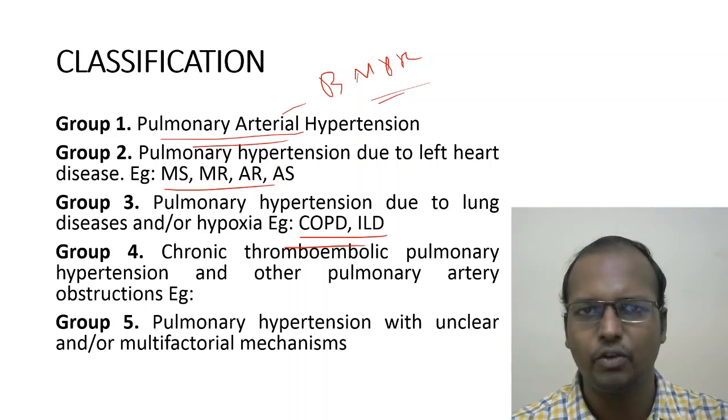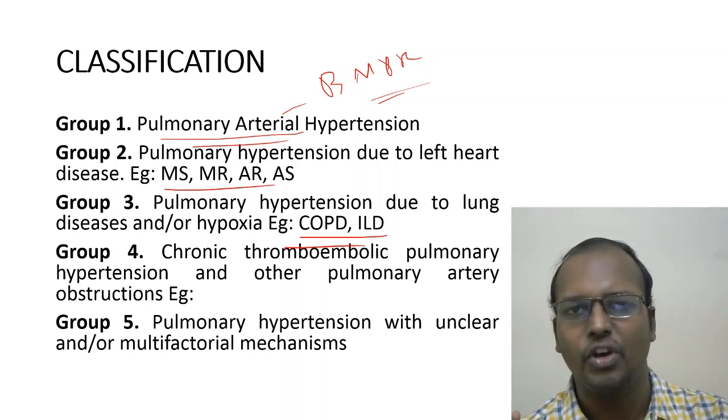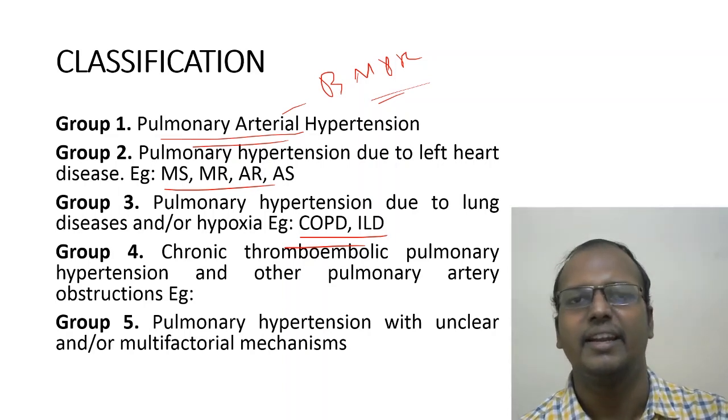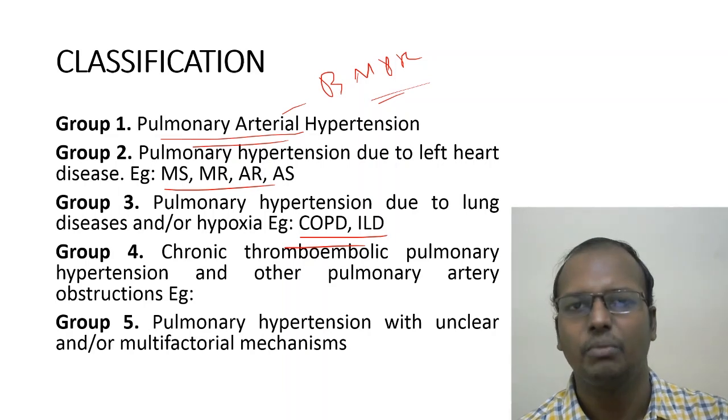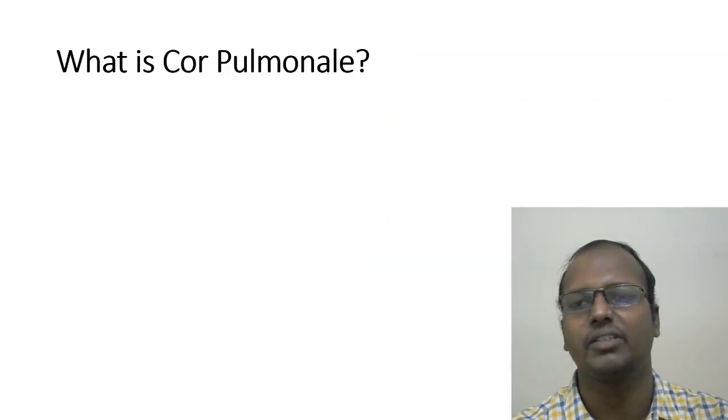The classification is mainly grouped into 5 types. One is pulmonary arterial hypertension. Next is pulmonary hypertension due to left heart disease. Next is lung disease. Next is chronic thromboembolic pulmonary hypertension. And 5 is unclear or multifactorial mechanisms.